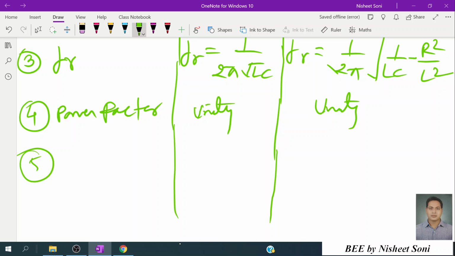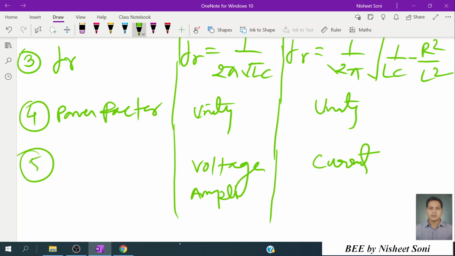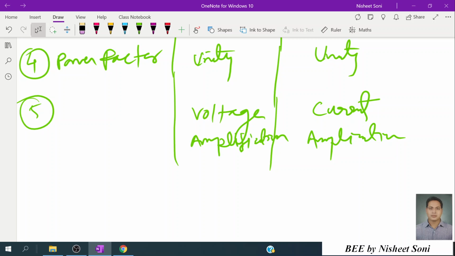Fifth, basically the series resonating circuit magnifies the voltage, so voltage amplification takes place, but the parallel resonating circuit basically amplifies the current, so current amplification takes place.